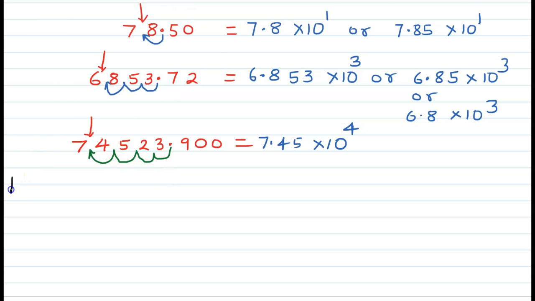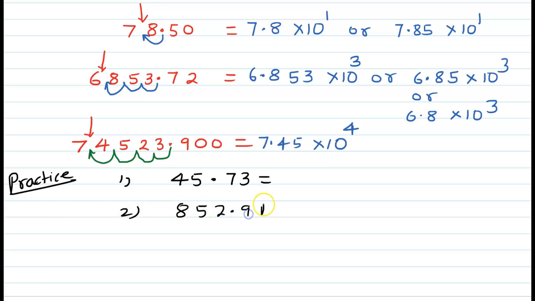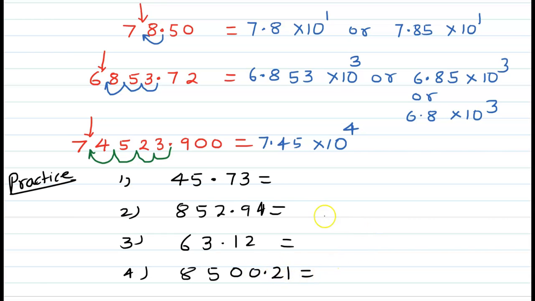Now, practice questions for you. Practice question number 1. You need to write down in standard form 450.73, 852.94, 63.12 and 8500.21. Please do these 4 questions now.